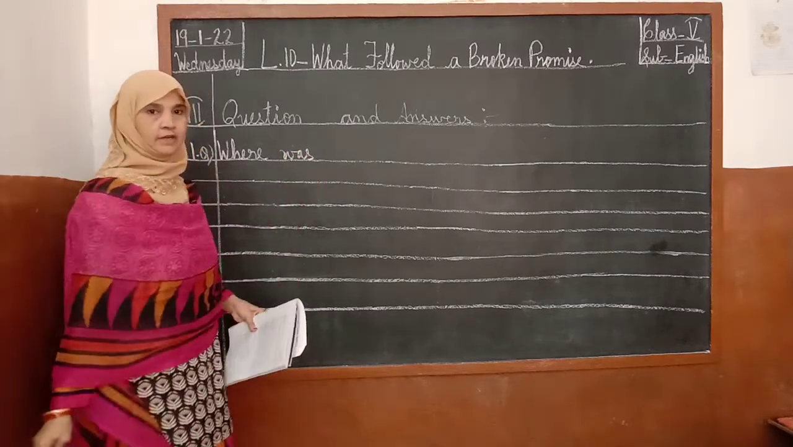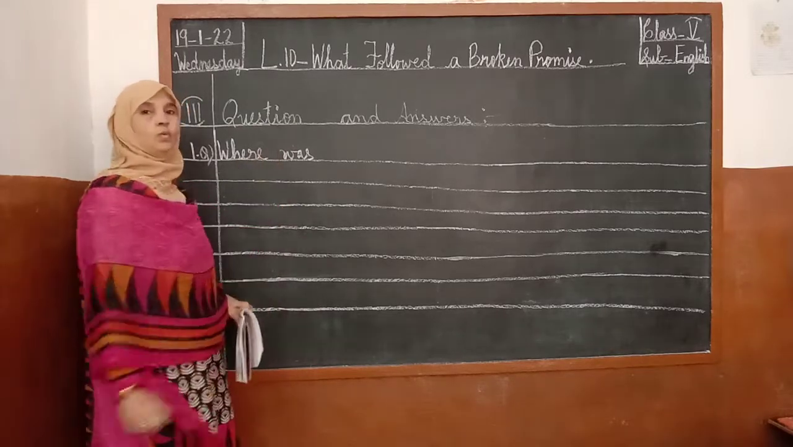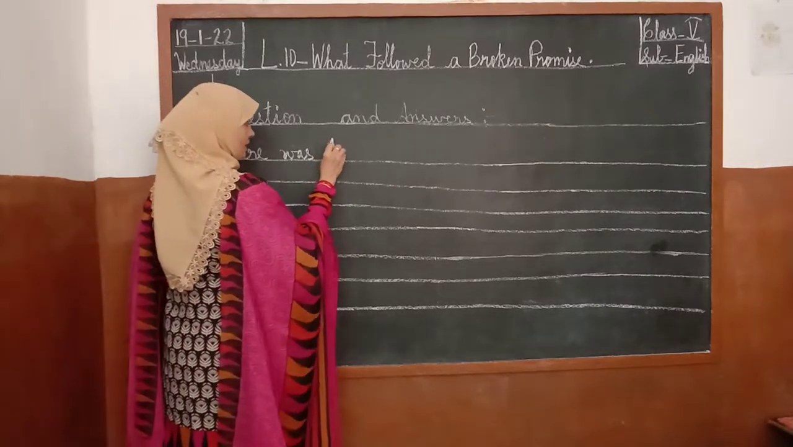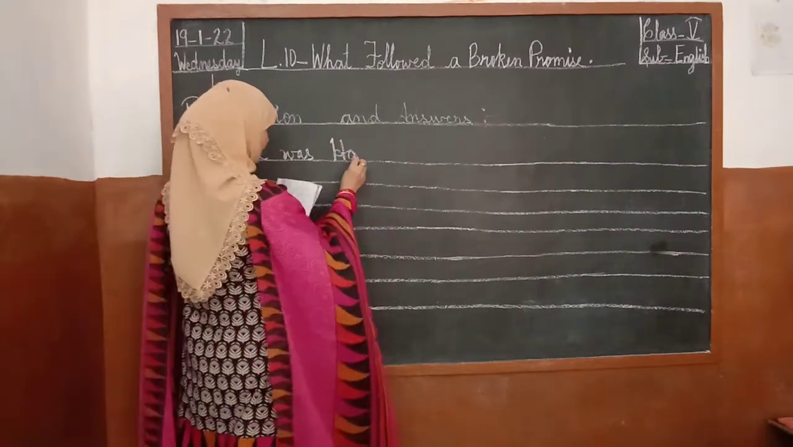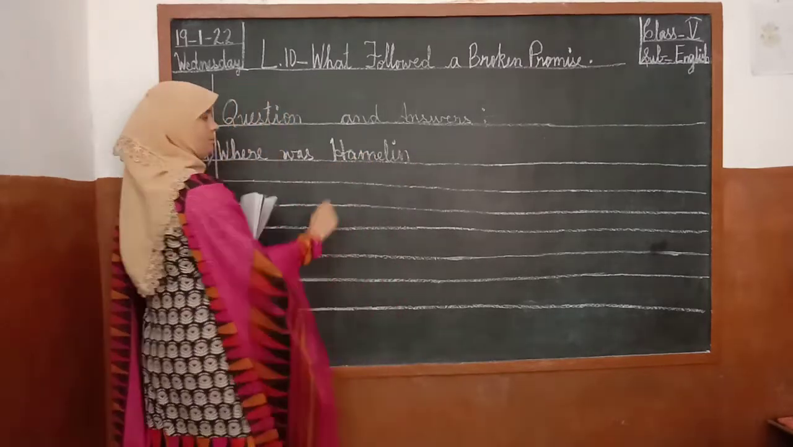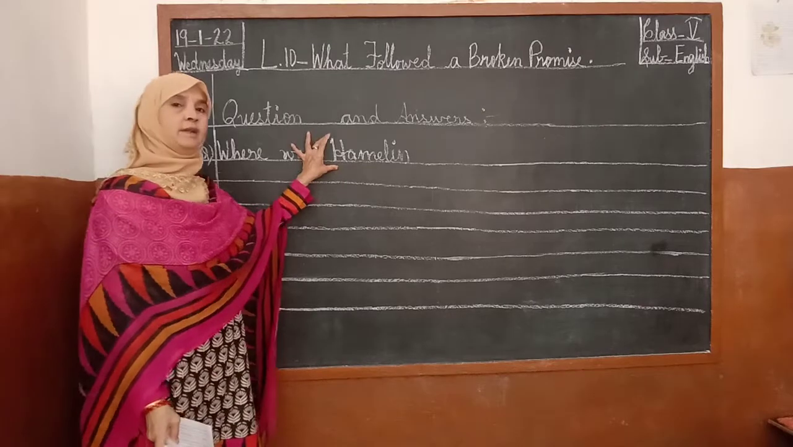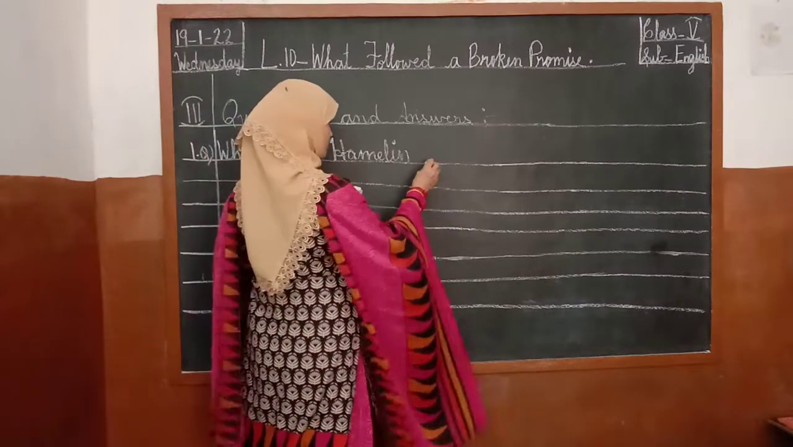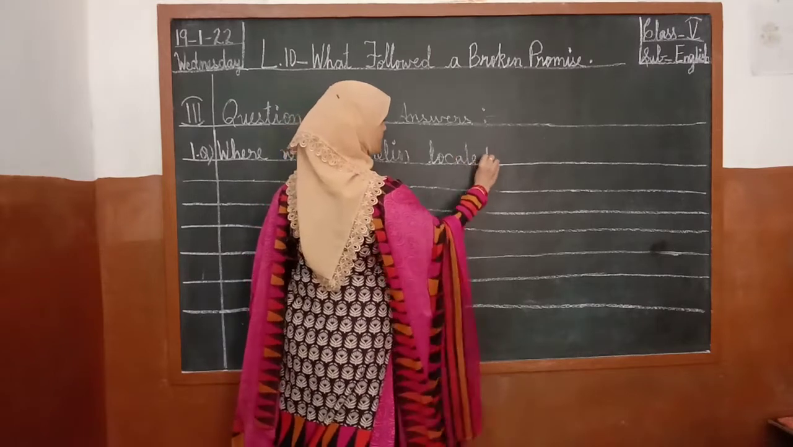Where was. When you are writing, leave one finger space in between the words. One finger space. Where was Hamlin captured? H-A-M-E-L-I-N. Hamlin, H capital. Why H capital? Because it's a noun. It is the name of a place, so you should write H capital. Hamlin located, L-O-C-A-T-E-D.